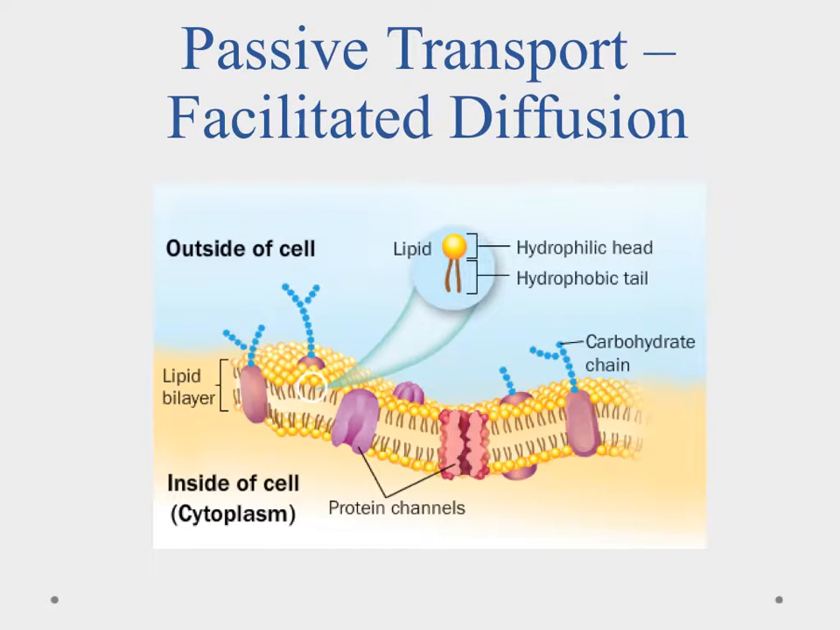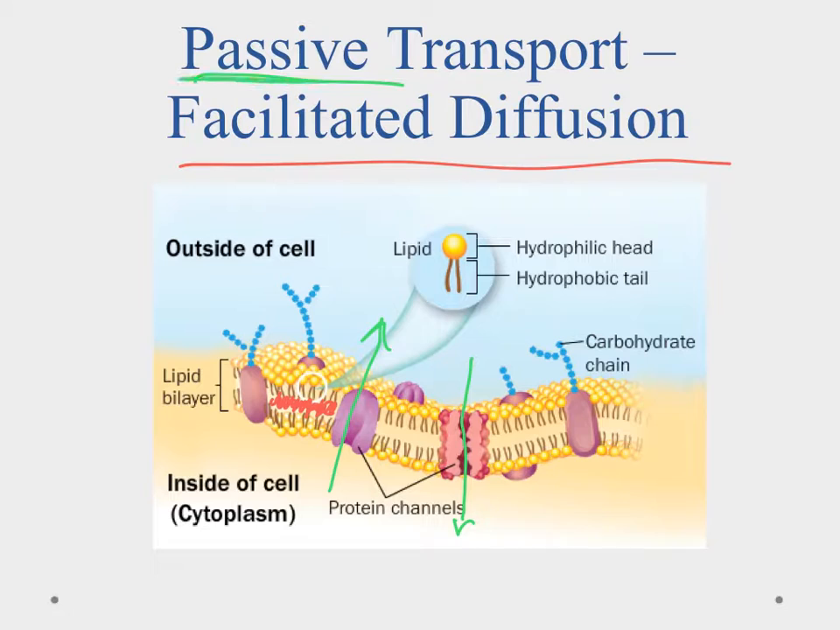But what happens if those molecules can't move through the cell membrane? Remember, they form this little barrier here, so not everything's going to be able to go through this cell membrane. So then we talk about facilitated diffusion. And facilitated diffusion is where we use these protein channels, and that's going to allow things to move into or out of the cell. So it's still passive in the sense that it's happening by diffusion, but the benefit here is it allows larger molecules to move through because of the protein channels.